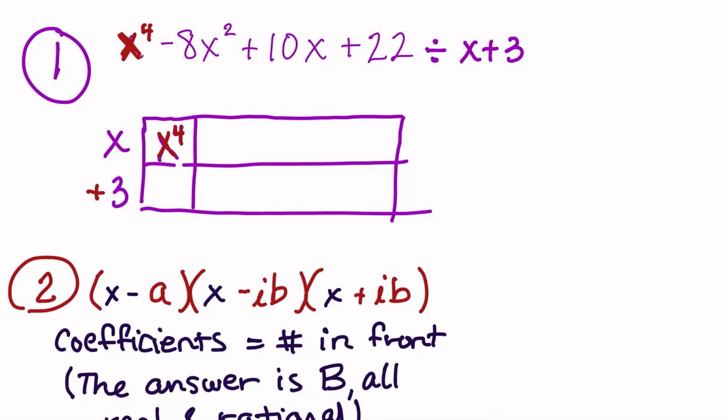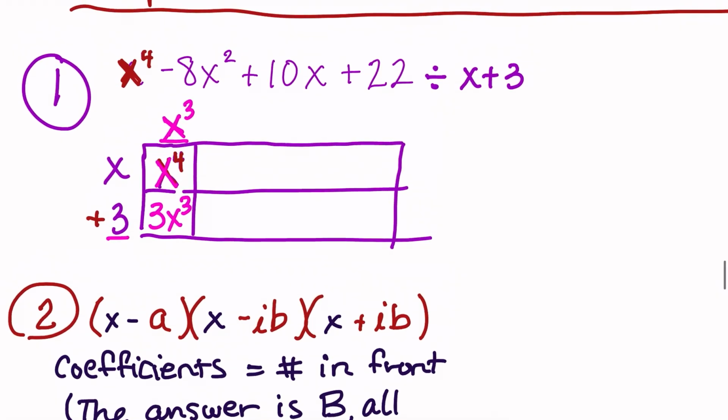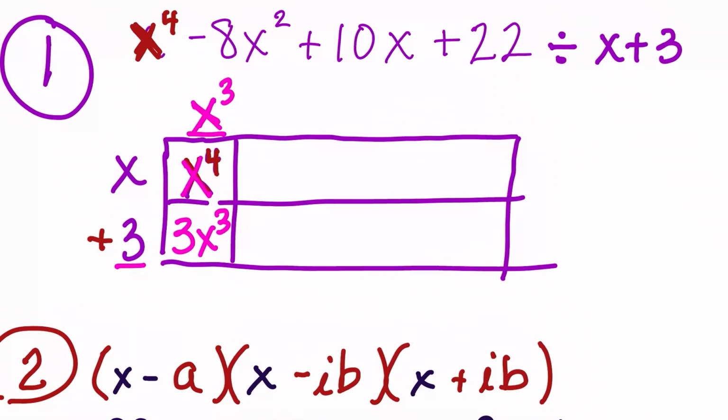So we start with the first term in this upper left box right there. And then we ask, how many times does x go into x to the fourth? Or x to the fourth divided by x is what? That would be x to the third. So that was the dividing part. I put my answer up there. And then I multiply this x to the third by the 3, so it'd be 3x to the third.